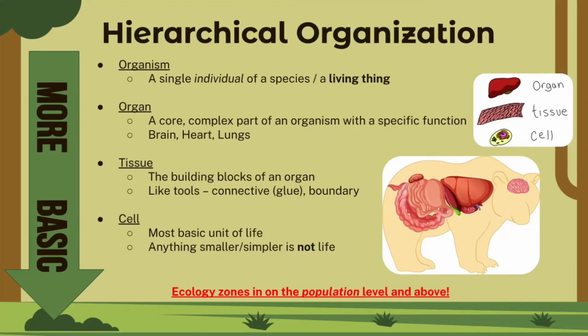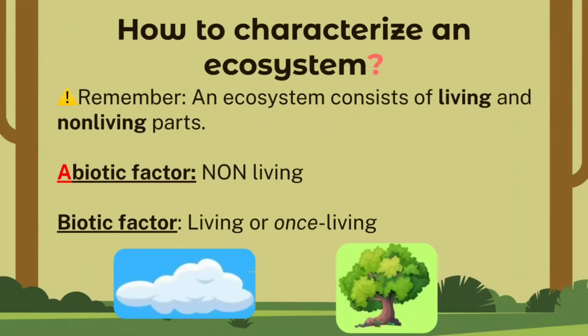Now, if we go even more basic, and in fact, this is the most basic unit of life, we can go down to cells. Anything smaller or simpler than that is not considered life at all. But for our purposes, ecology only looks at the population level and above, so we're not actually going to look at all this biochemistry that's happening at this simpler level, but we're going to be looking at it in a broader sense.